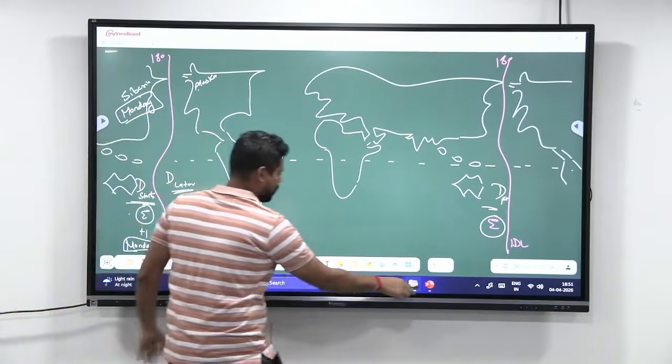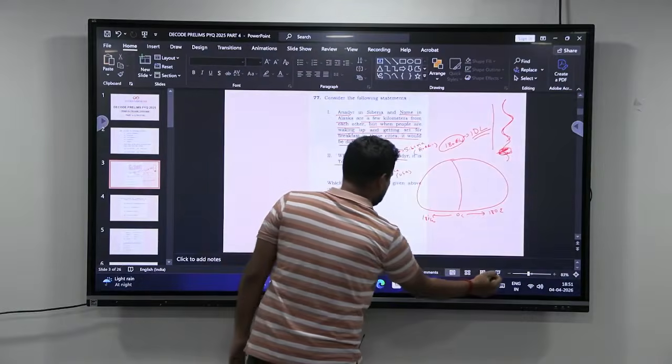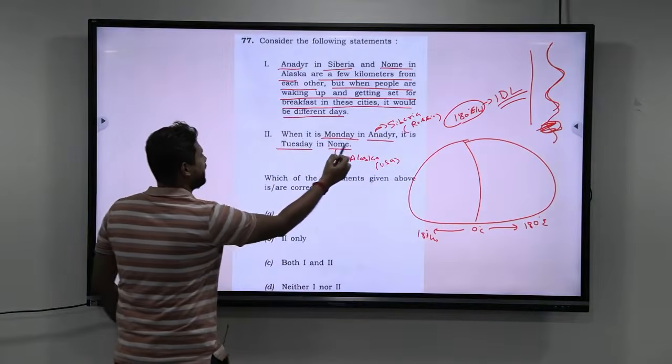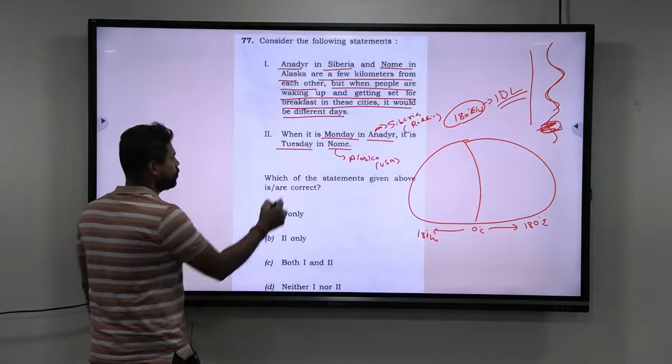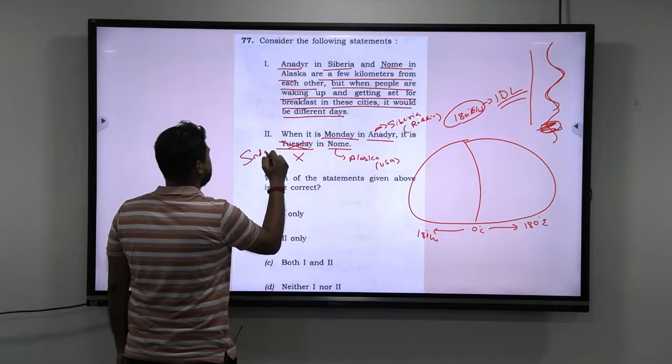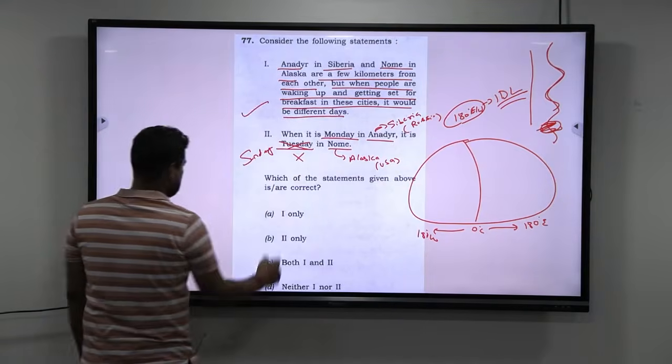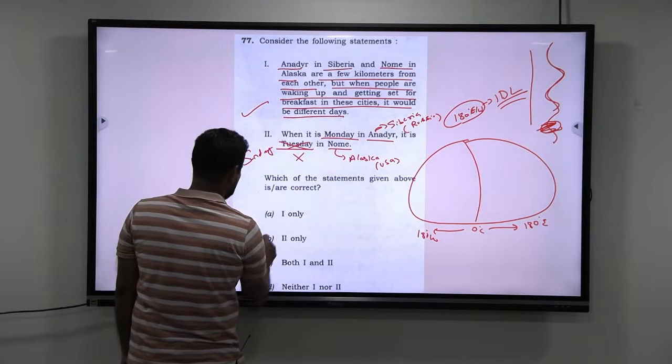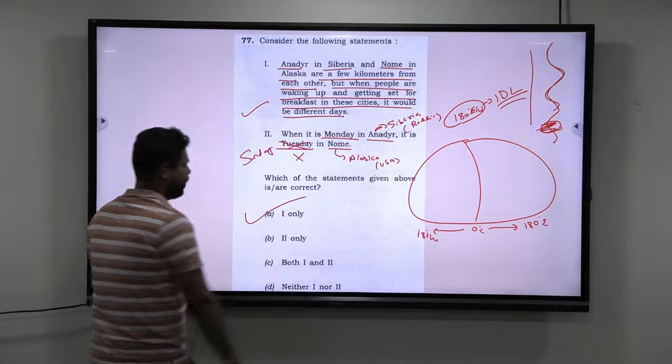Okay, so let us go back to the question now. If you look at the question, when it is Monday in Anadyr, it is Tuesday in Nome. This is wrong. This is not Tuesday. It is Sunday. So the second statement is wrong. The first statement is right. Which of the statements given above is or are correct? The answer is A, one only.